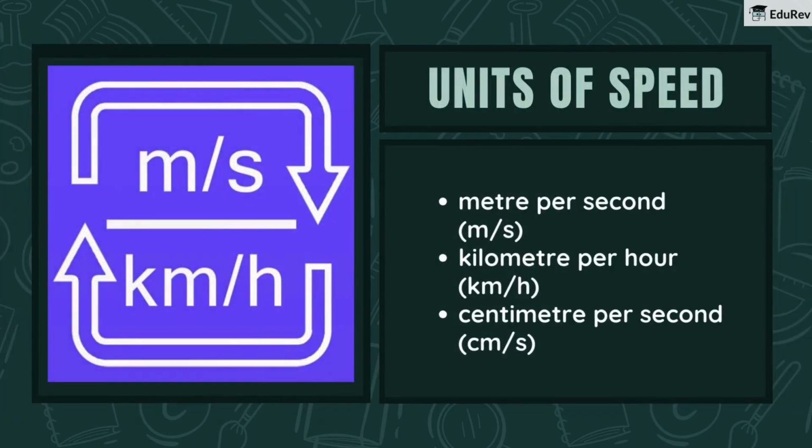When we talk about speed, we use special units like meters per second for really quick things, kilometers per hour for cars, or even centimeters per second for slow-moving objects. It's like choosing the best measuring tape for your race, one that fits just right.